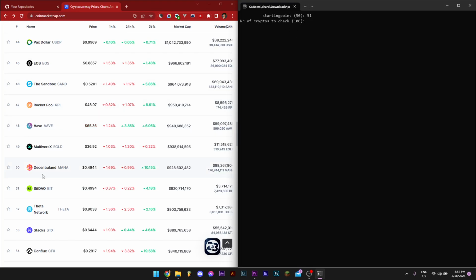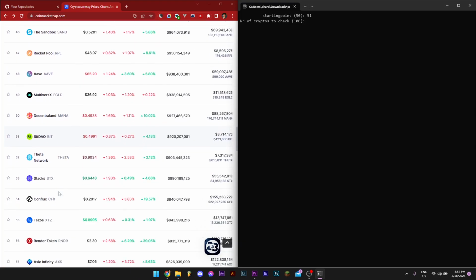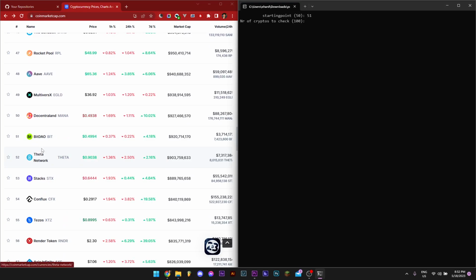How many cryptos will it check? It means starting from 51, how many cryptos from here it will check. By default, it will check up to 151, but let's say check 200. So let's confirm that. Now it asks us how many markets to check.